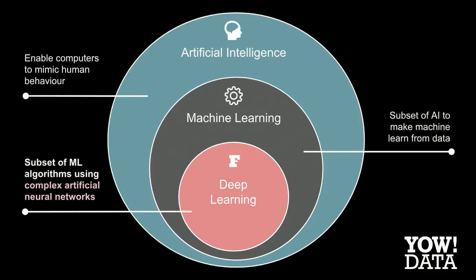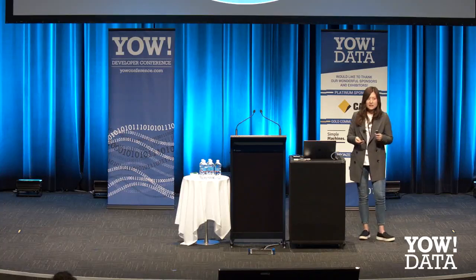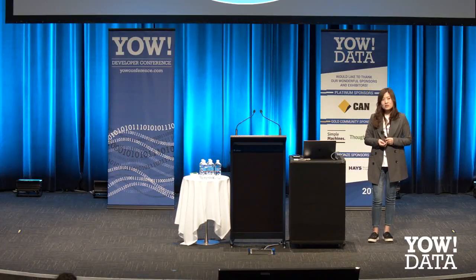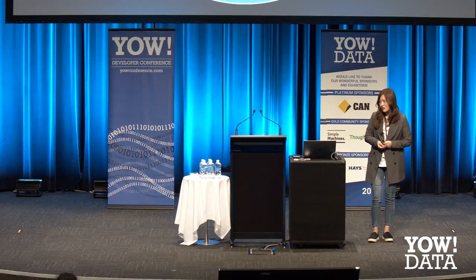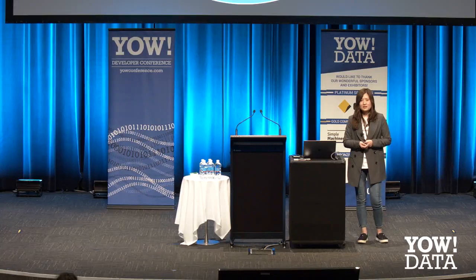So among the three terms, we have AI, artificial intelligence, which is the biggest domain that covers pretty much everything around enabling computers to mimic human behavior, so recreation of human thoughts. And we have machine learning, which is actually a subset of AI that aims at making machines understand underlying patterns of the existing data so that it can apply what it has learned to some new observations. And then deep learning is actually a special subset of machine learning algorithms that use artificial neural networks of very complex and deep architecture.